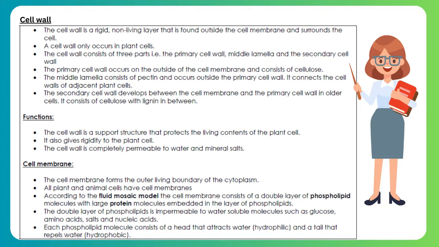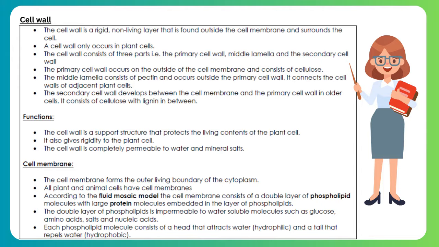The secondary cell wall develops between the cell membrane and the primary cell wall in older cells. It consists of cellulose with lignin in between. Functions. The cell wall is a support structure that protects the living contents of the plant cell. It also gives rigidity to the plant cell. The cell wall is completely permeable to water and mineral salts.